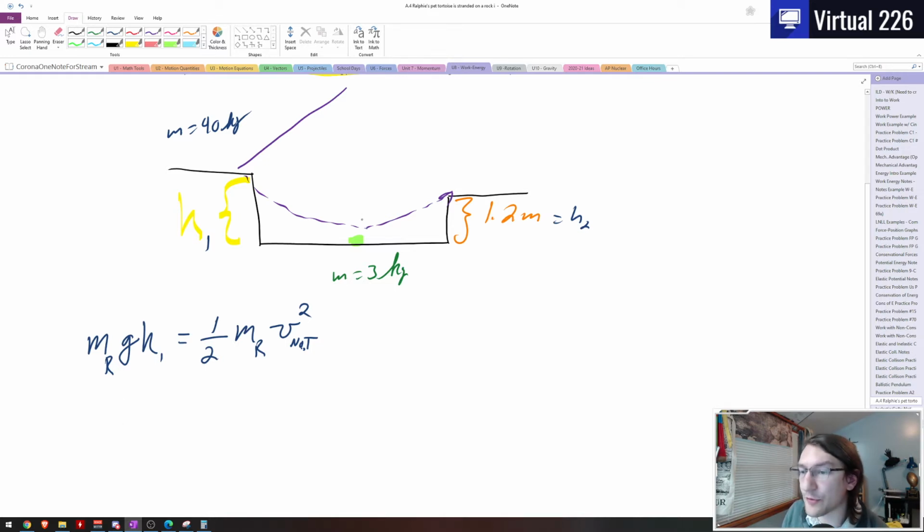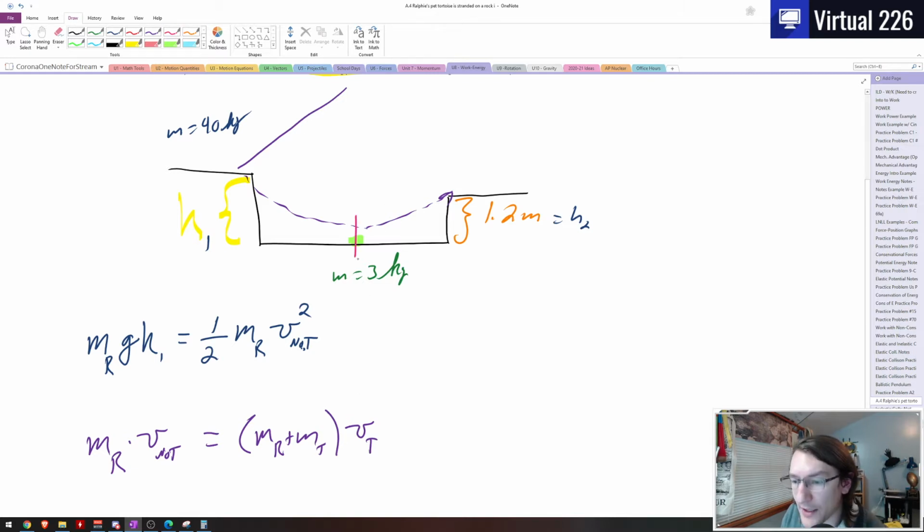What's going to happen is Ralphie is going to have some momentum here. It's going to be the mass of Ralphie multiplied by his v naught, which is no turtle, plus the momentum of the turtle, which was 0 because it's at rest. And this will equal their final momentum. And since they're together, Ralphie's holding his pet, their masses are going to be combined. So mass of Ralphie plus the mass of the turtle multiplied by some velocity after the collision. Okay, so I'm going to call this VT for velocity with the turtle. Okay, but they are still at the bottom right here.